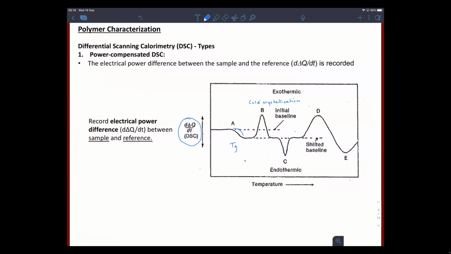So notice these are exothermic and endothermic processes. A process where the heat flows into the sample is endothermic, and a process where the heat flows out of the sample is exothermic. Let me write that down for you. I think you should know that, but it's worth remembering because these are all exothermic and endothermic measurements.